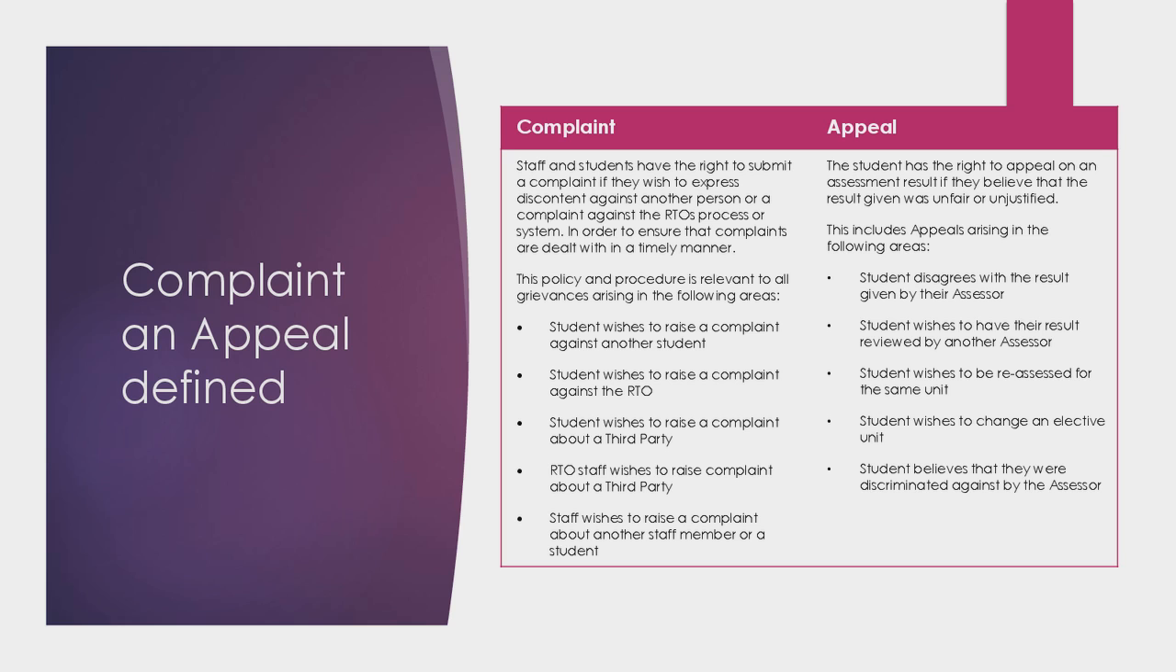Anyway, an appeal. An appeal is where the student has the right to appeal an assessment result. So it might be that they disagree with the result that you've given them, for example you've given them a not yet competent, and they believe that they did provide sufficient evidence to deem them competent. This includes appeals arising in the following areas. The student disagrees with the result given by their assessor, or wishes to have their result reviewed by another assessor. They have the right to ask for another assessor to review their assessment.